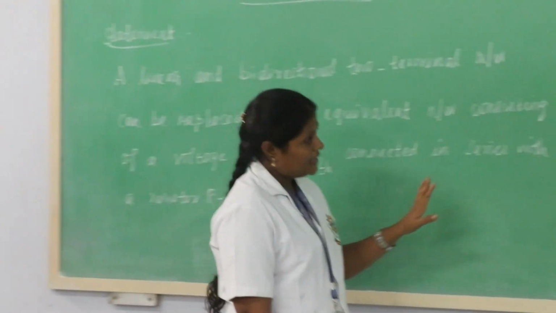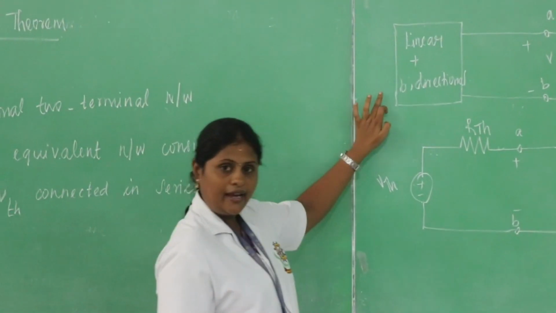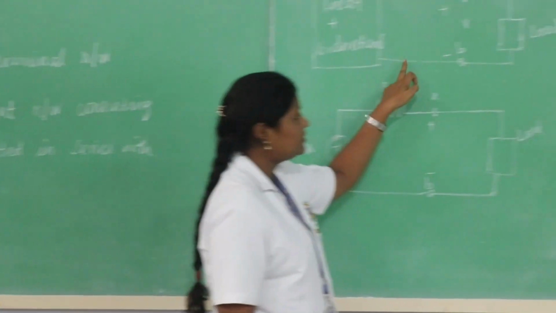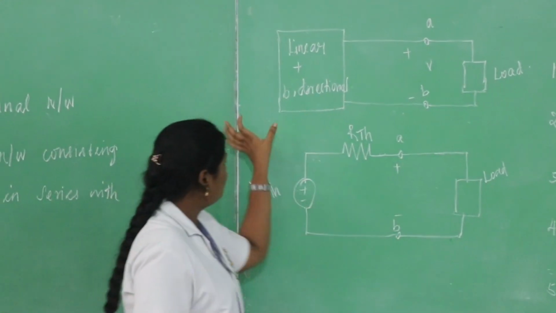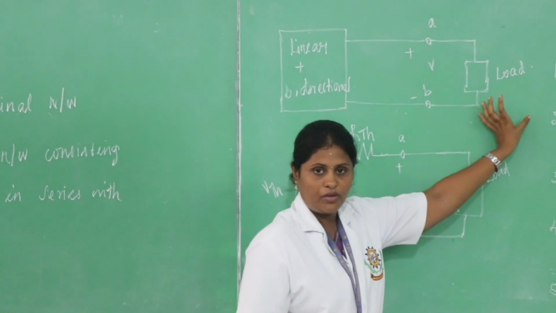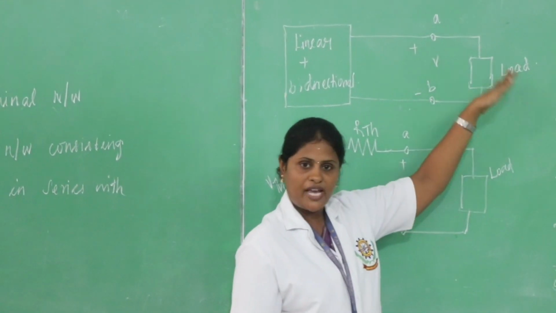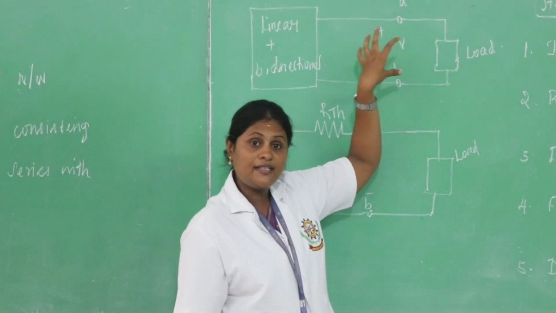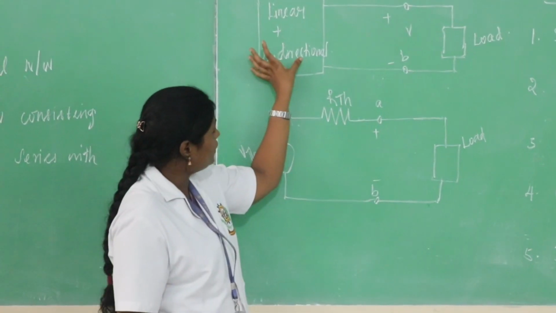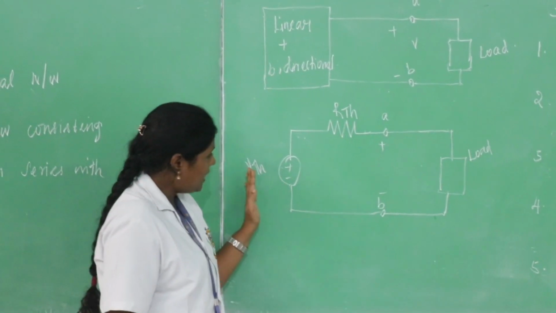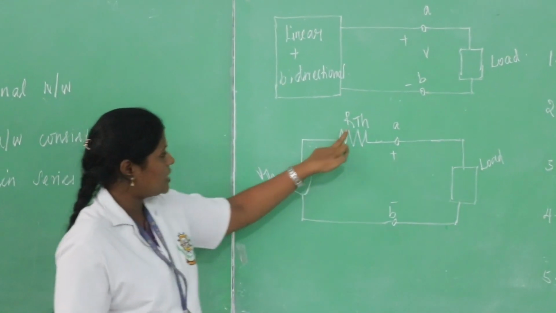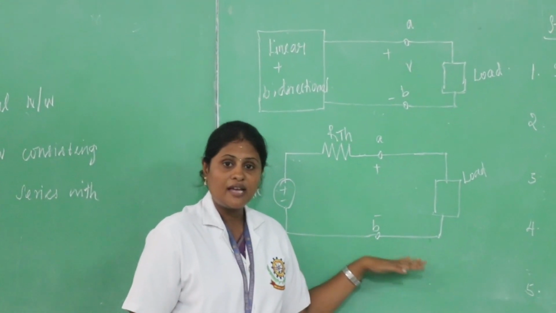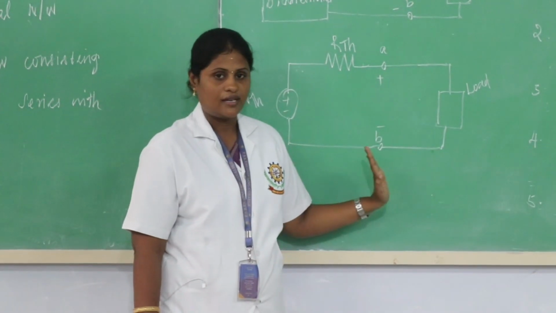So, this is an arrangement I can draw. This arrangement contains a network, any linear or bidirectional network, which has two terminals that will be connected to a variable load. This one is a fixed part and this one is a variable one. The variable one can be changed every time, and at that time the entire circuit has to be analyzed again. To avoid this problem, we introduce an equivalent circuit for the fixed part. This is the equivalent circuit diagram, which contains VTH and RTH connected in series, connected across the load resistance. This is the equivalent circuit diagram for Thevenin's theorem.